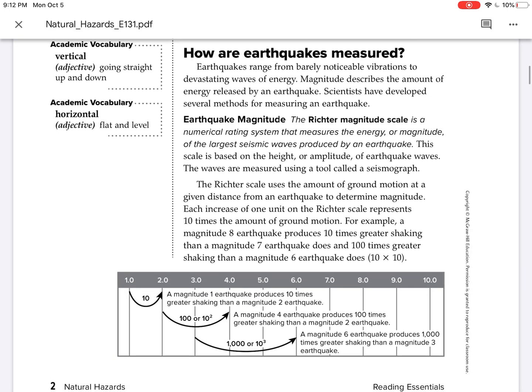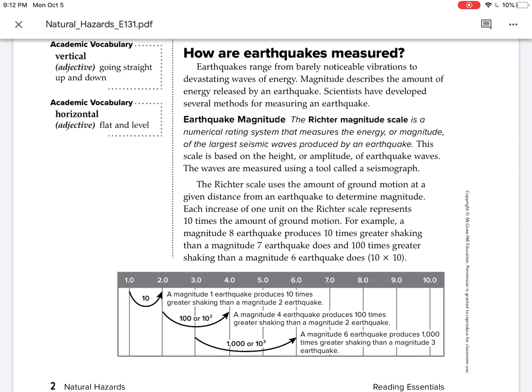How are earthquakes measured? Earthquakes range from barely noticeable vibration to devastating waves of energy. Magnitude describes the amount of energy released by an earthquake. Scientists have developed several methods for measuring an earthquake.